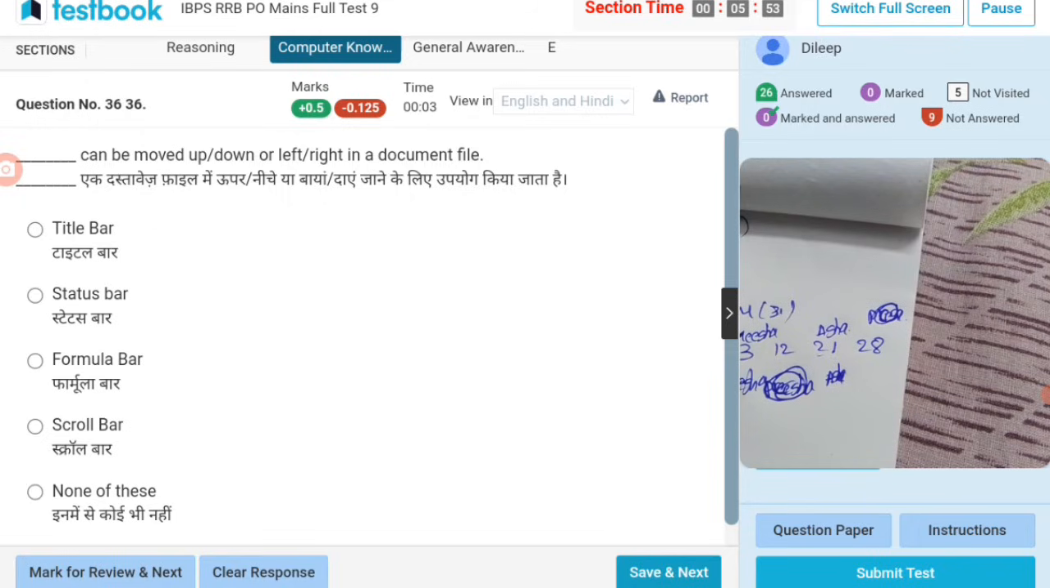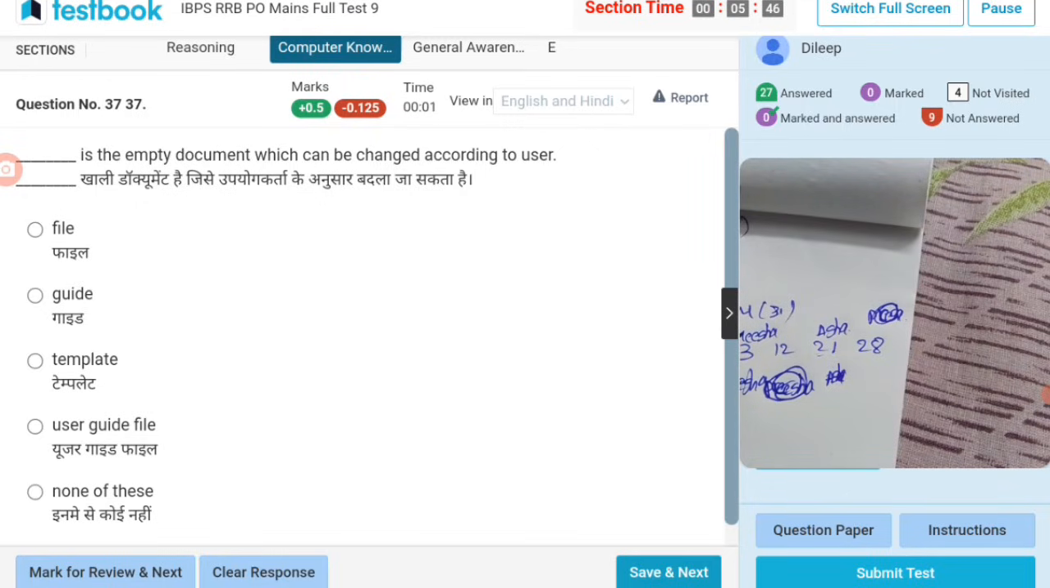Dash can be moved up, down or left and right document file. Scroll. Dash is the empty document which can be changed according to the user. Template, I think.